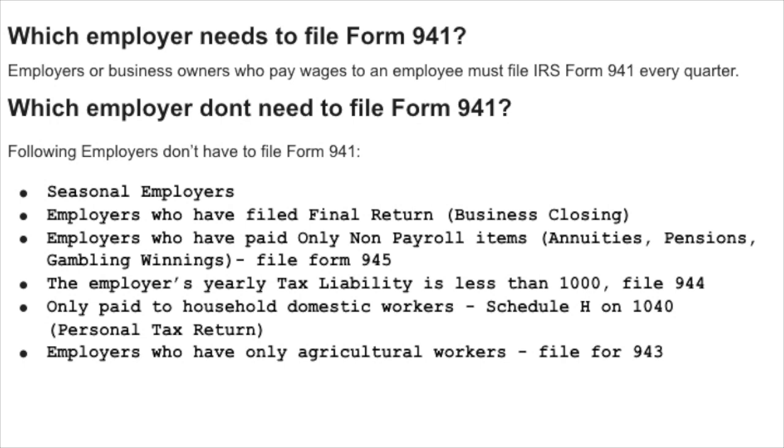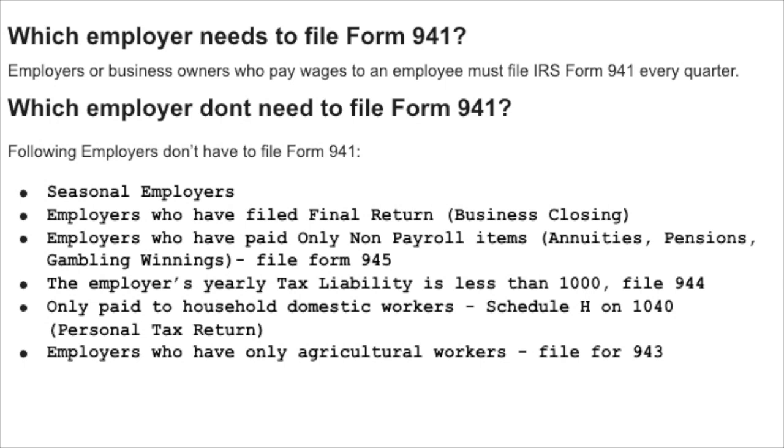Employers who have paid only non-payroll items like annuities, pensions, gambling winnings, they don't file the Form 941, they report these items on Form 945. The employer's yearly tax liability is less than $1,000. In that case, the employer will file the Form 944 if the employer receives a notification from the IRS to use the Form 944 instead of 941. And then he will file the Form 944 annually and pay the taxes with the form.